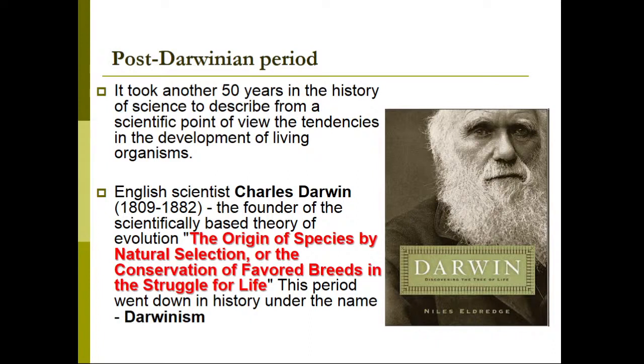And next, the one who researched these postulates, thinking, combining, and giving new knowledge was Charles Darwin. He is an English scientist, and he is the founder of the scientifically based theory of evolution. It is a very famous book called The Origin of Species by Means of Natural Selection, or the Preservation of Favoured Races in the Struggle for Life. And from this famous scientific work, the next period we will call Darwinism, or the post-Darwinian period of the theory of evolution.